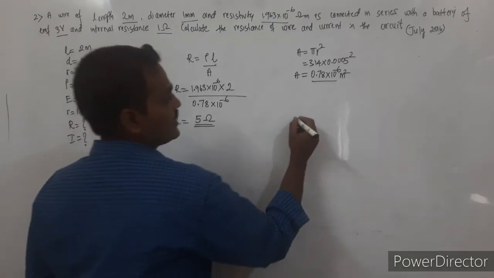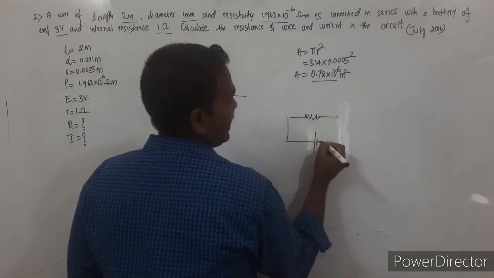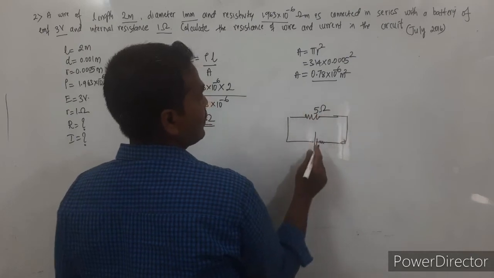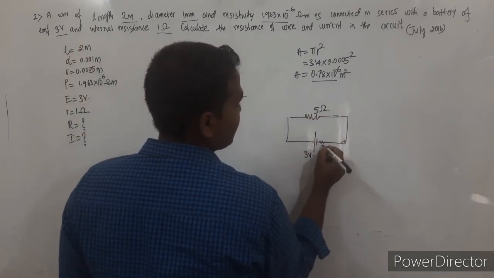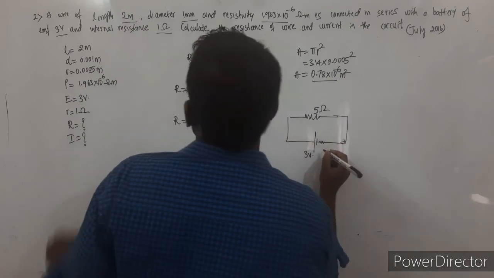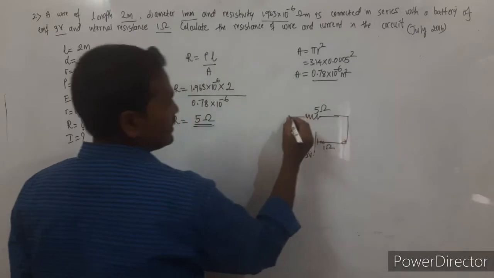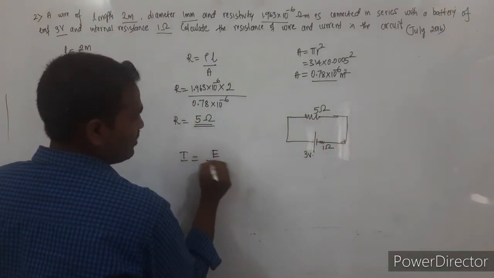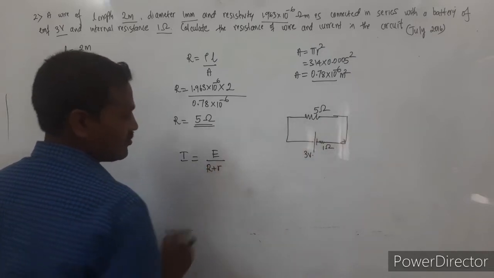Then, this resistance is connected to the cell of EMF and internal resistance. The resistance is equal to 5 ohm, which you have calculated. The EMF of the cell is 3 volt, and it has an internal resistance of 1 ohm. So for this circuit, the current flowing through the circuit I is equal to the EMF divided by the total resistance, that is capital R plus small r.